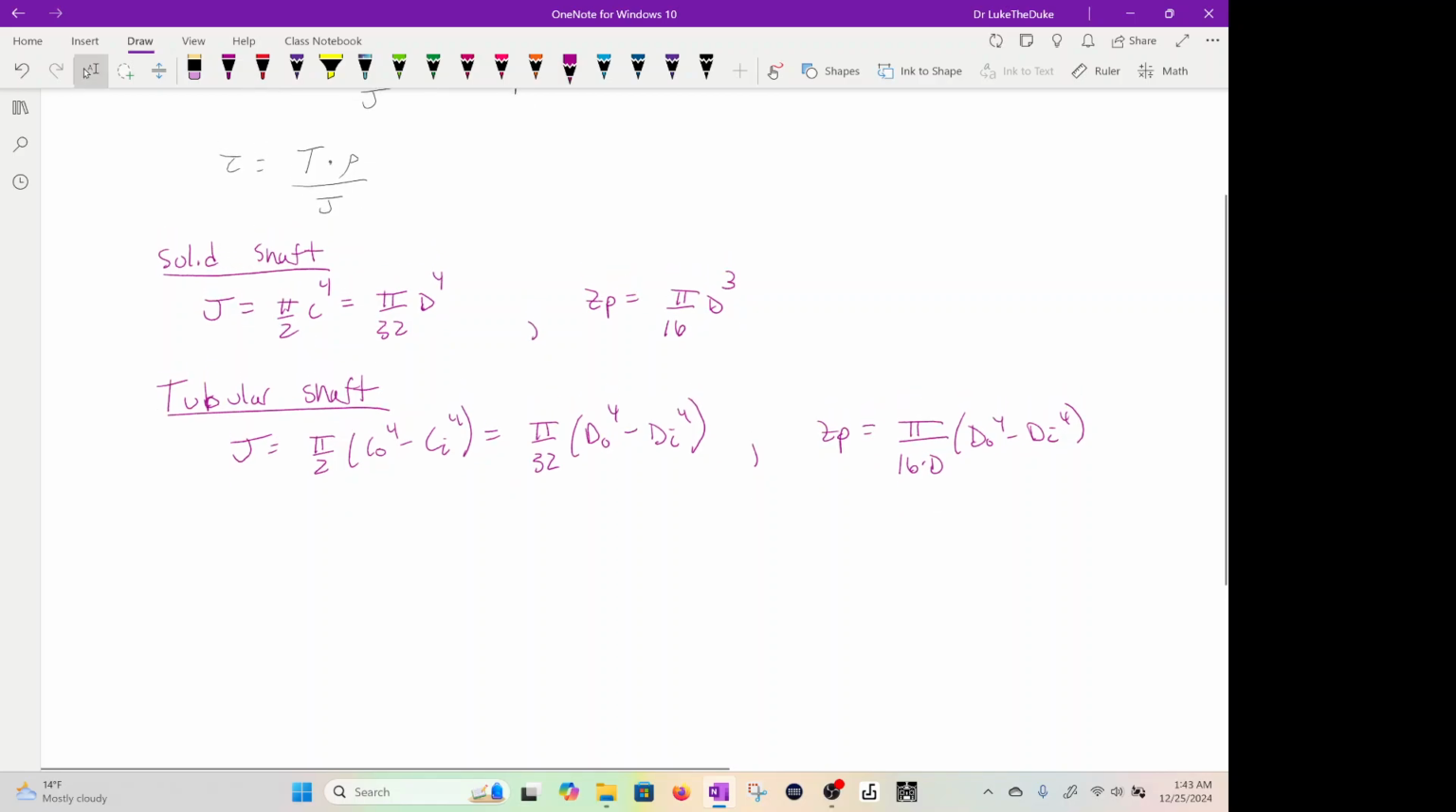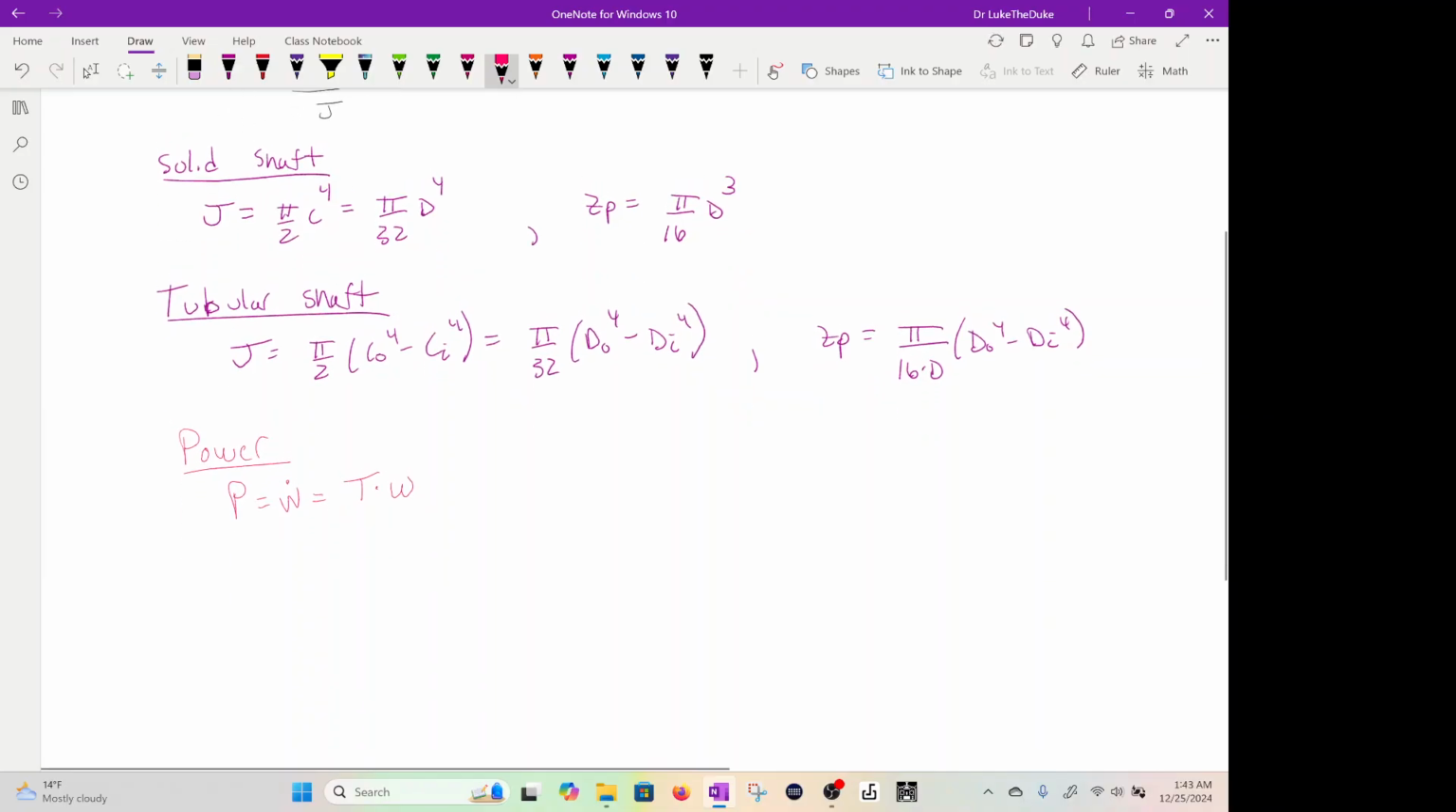Okay? A lot of the times when we start dealing with shafts, we deal with motors. So the power, P, or I like to do W dot sometimes, is the torque times omega, where omega is your angular velocity in radians per second. This can also be written as T times N times 2 pi over 60, where N is your revolutions per minute and omega is radians per second.